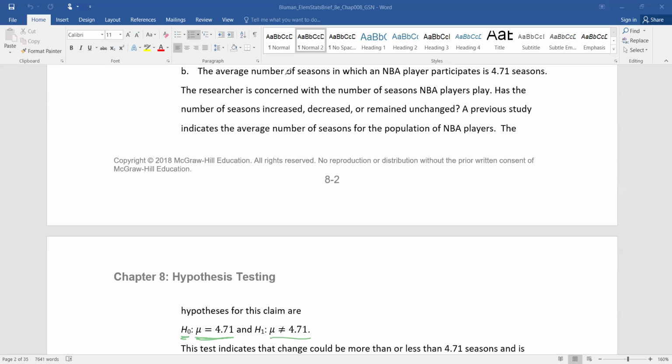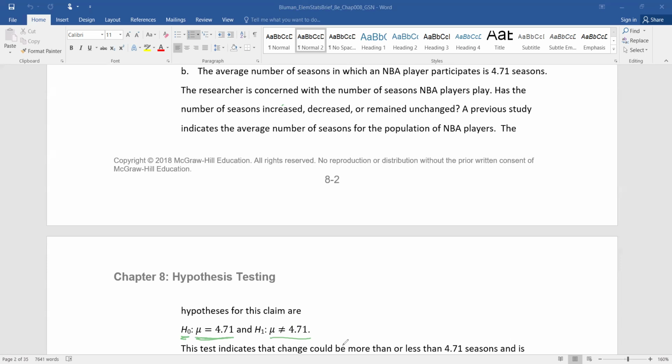So as you can see, it says the average number of seasons in which an NBA player participates is 4.71 seasons. The researcher is concerned with the number of seasons NBA players play. Has the number of seasons increased, decreased, or remained unchanged? A previous study indicates the average number of seasons of the population of NBA players. So the hypothesis for the claims are, you get the null hypothesis is that it's equal. The alternative hypothesis is that it's not equal.